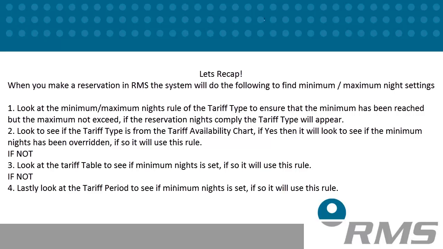Secondly, it will look to see if the tariff type is from the tariff availability chart. If yes, then it will look to see if the minimum nights have been overridden for the dates of the reservation. If so, it will use this rule.